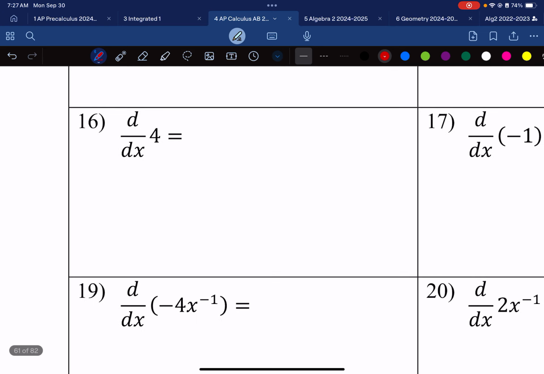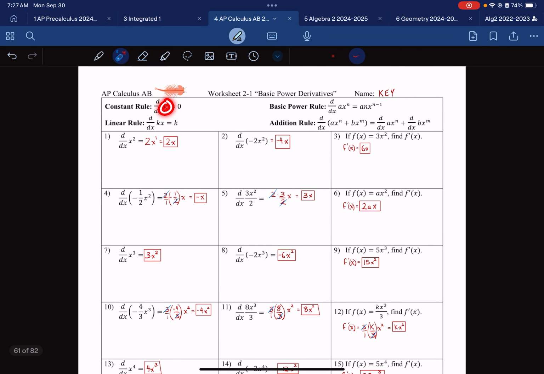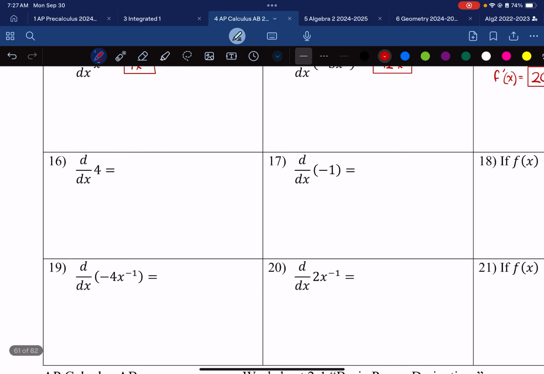And number 16, this is the constant rule. If you've forgotten it, it is up here at the top. Anytime that you take the derivative of a constant, k for constant, because we can spell really well in math, you get 0. So anytime that you have derivative of a constant, this is just 0.